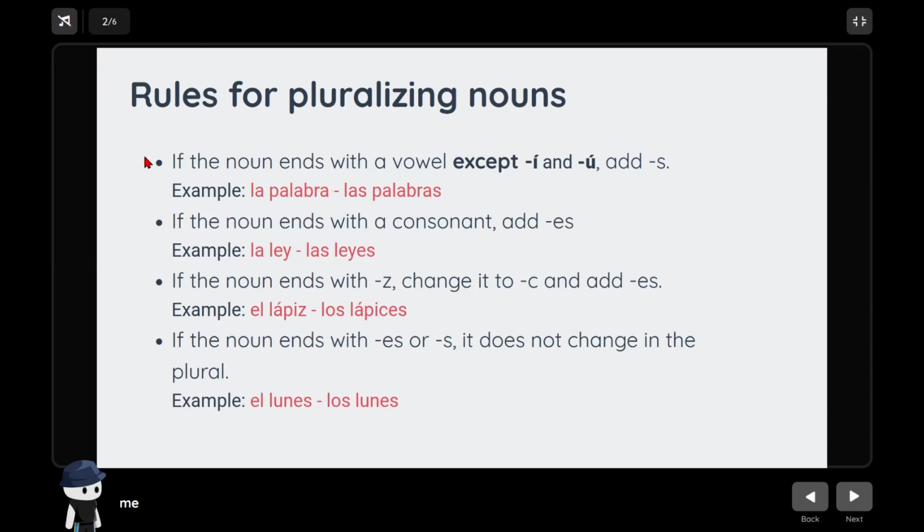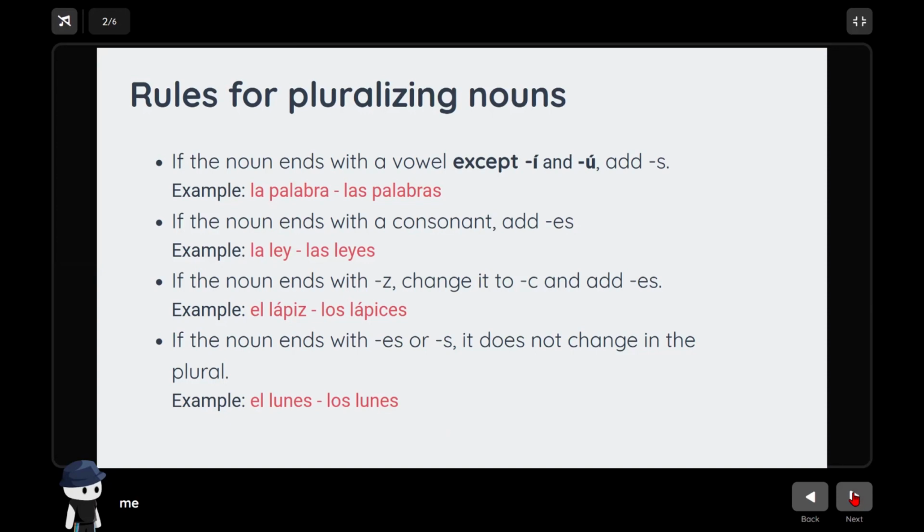These four rules you should definitely memorize. I'm sure the easiest one out of all of them is the ending in a vowel. It's very easy. All you have to do is add an S. Of course, I'm not ranking them in a specific way, but definitely the easiest ones are the first two, adding an S and adding an ES.